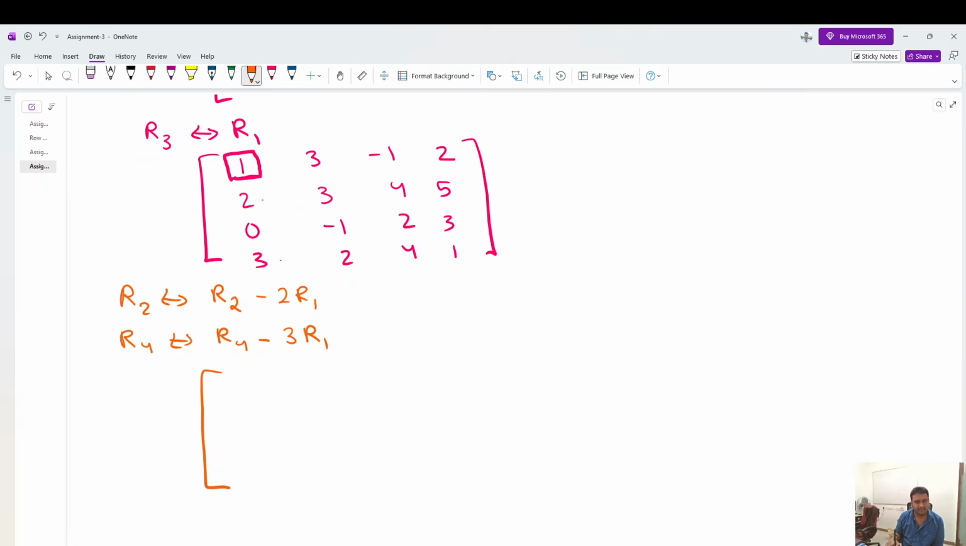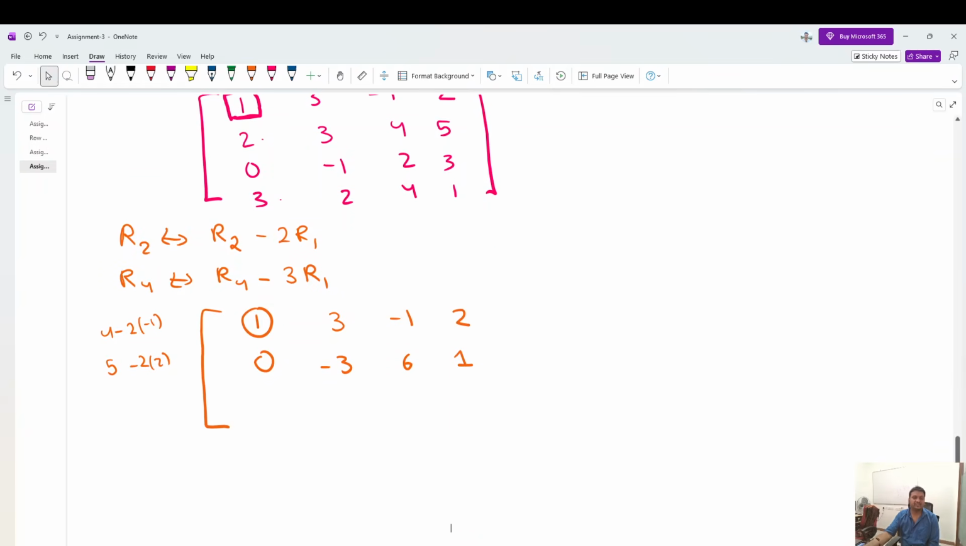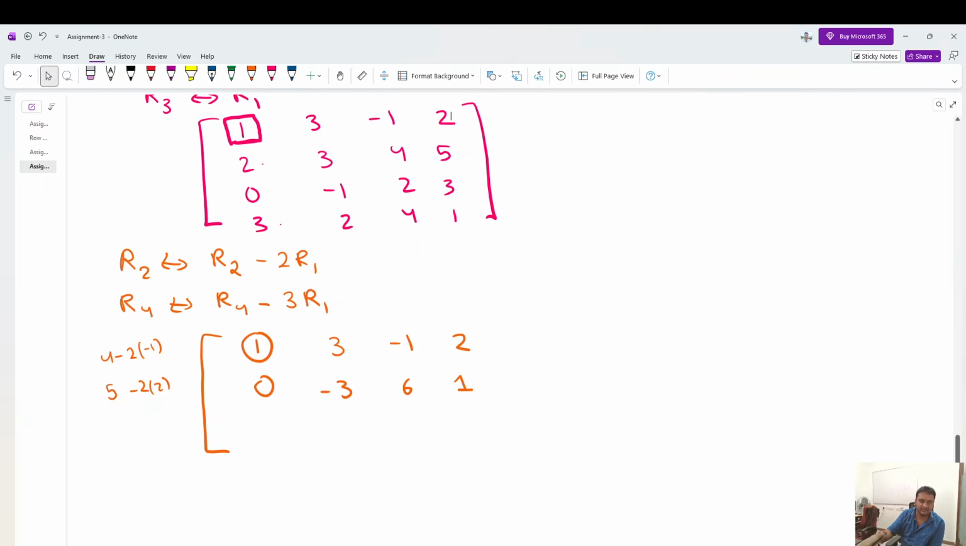So let us make the matrix properly. First would be same: 3, minus 1, 2. Second, 0, right? So it is R2. So 3 minus 2 into 3 is minus 3. 4 minus 2 into minus 1, it is what? 6, right? So you have to do this entry by entry. So 5 minus 2 into 2, this is what? 1. So don't skip calculations, write it properly and do it. It will be good for you. Otherwise, you may make silly mistakes. Okay, there is no change here.